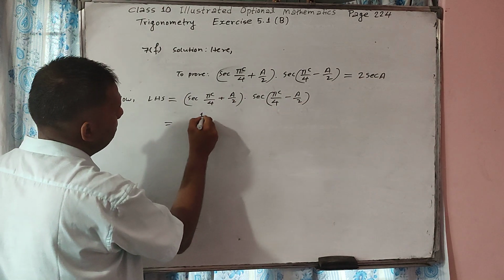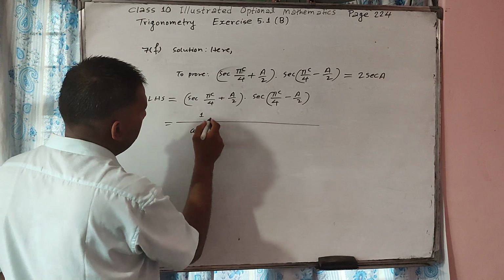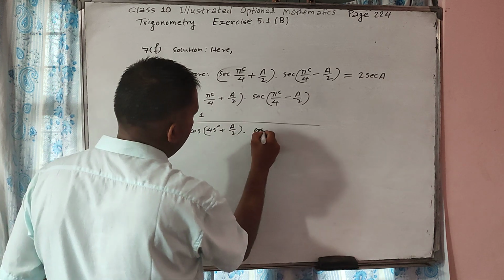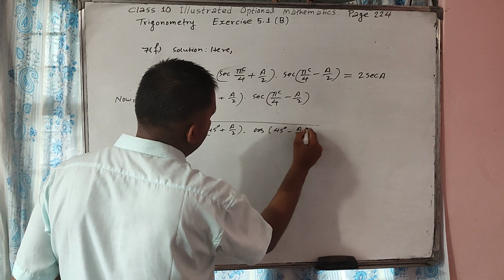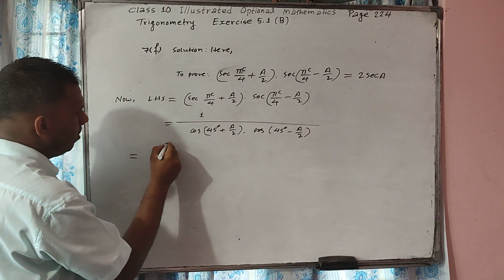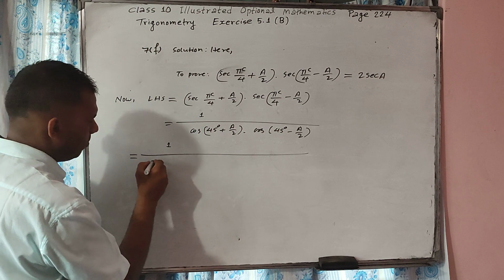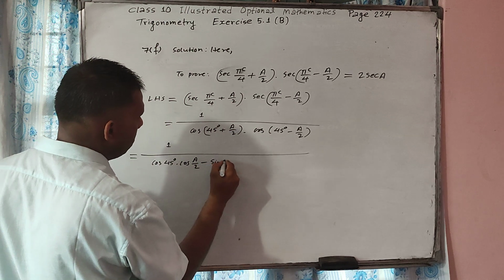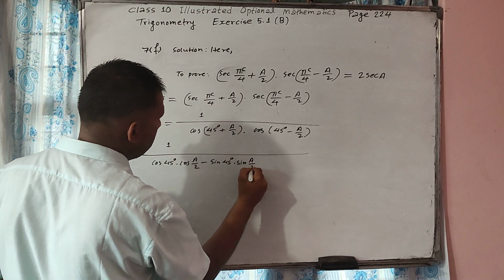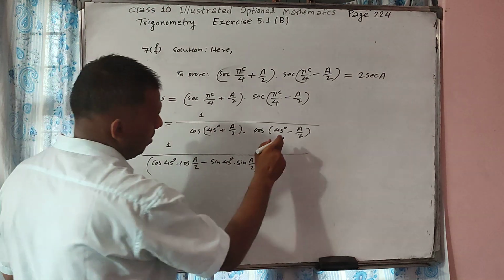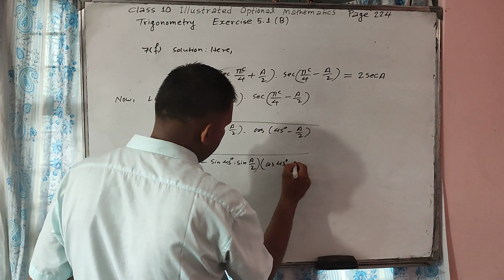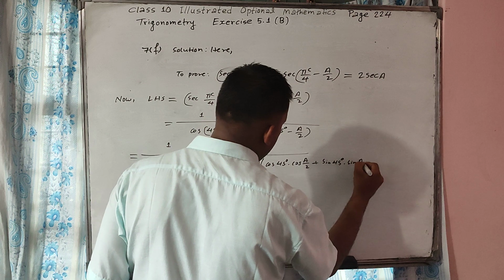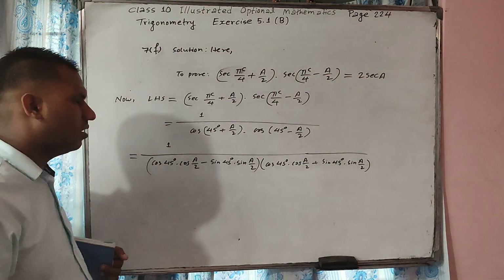Sec is 1 by cos, so 1 by cos of pi divided by 4, that is 45 degree, 45 degree plus a by 2, dot cos 45 degree minus a by 2, equal to 1 all upon cos a plus b, cos a cos b, cos 45 cos a by 2 minus sin 45 sin a by 2, cos a cos b minus sin, cos a minus b comes, so cos 45 cos a by 2 plus sin 45 sin a by 2, by the formula cos a plus b and cos a minus b.